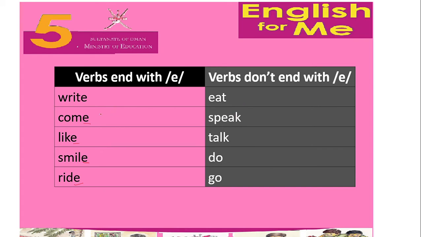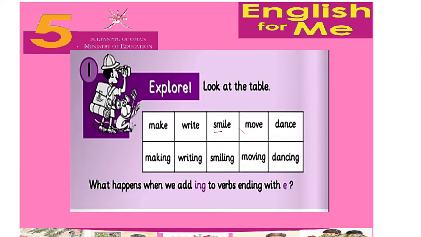So, what I care about is this group of verbs, the verbs that end with e. How can I add ing to them? What shall I do? So, let's see. Look, my students, here. Let's explore here. Look at the table. Make. Do you see this verb, my students? The verb make. It ends with e.